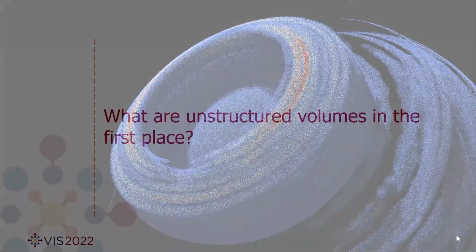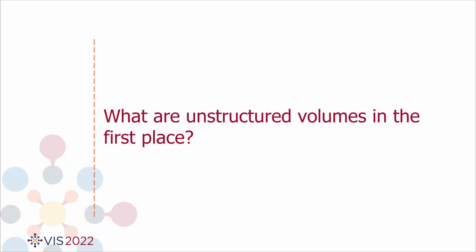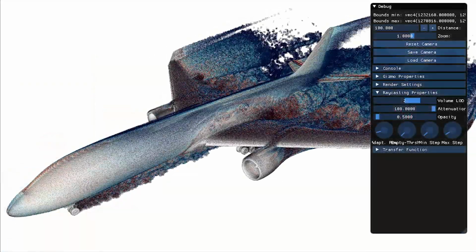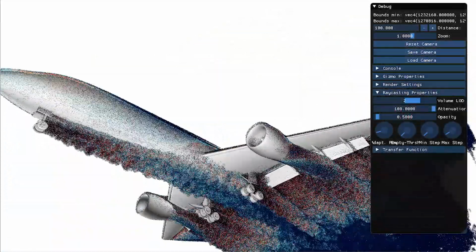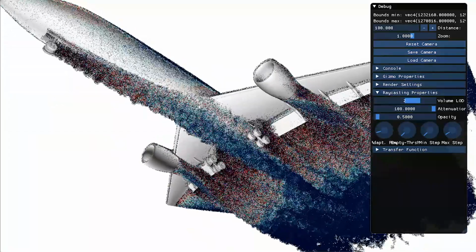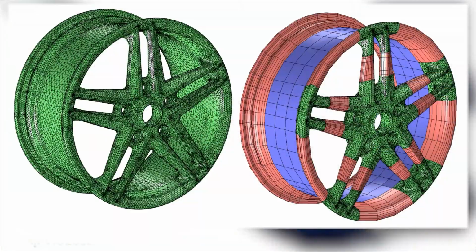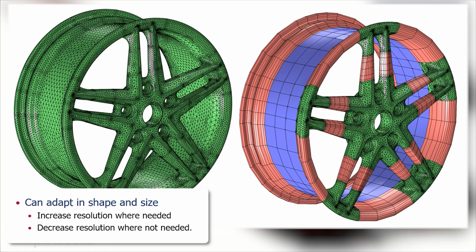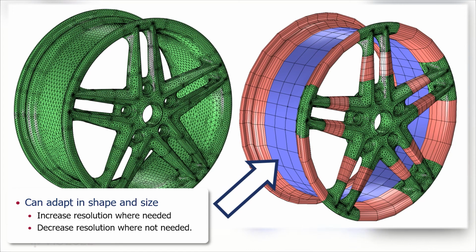But first, you might be wondering, what are unstructured volumes in the first place? Well, as our computational capabilities improve, many simulations are moving to memory-efficient formats that scale better to big data. And unstructured meshes are a very memory-efficient format because they use finite elements that can adapt in shape and size in order to increase resolution where it's needed and to reduce resolution where it's not needed. By doing this, simulation codes can bring memory consumption of these datasets down from petabytes of voxels to just a couple gigabytes of finite elements.